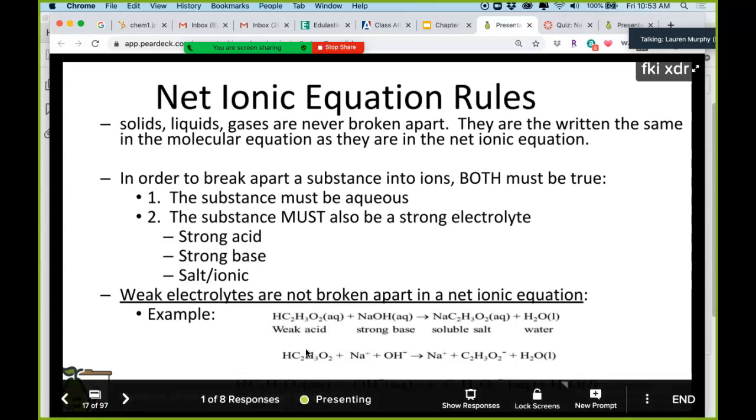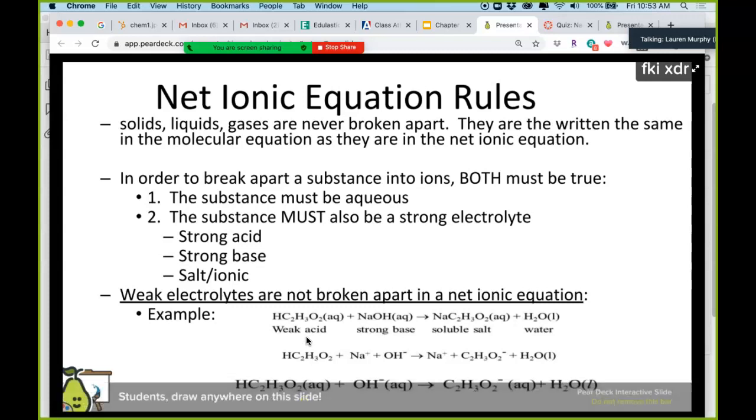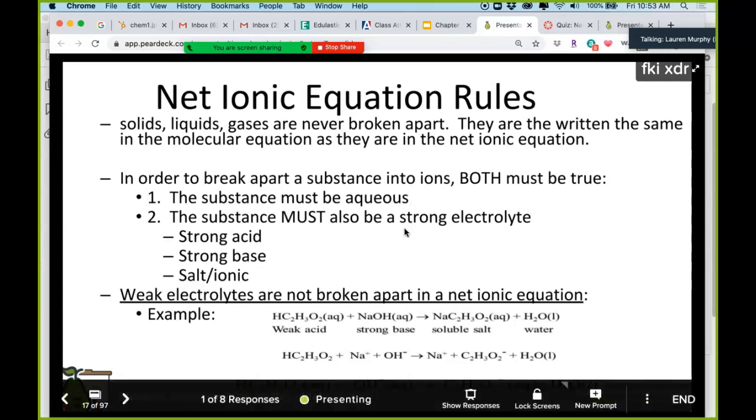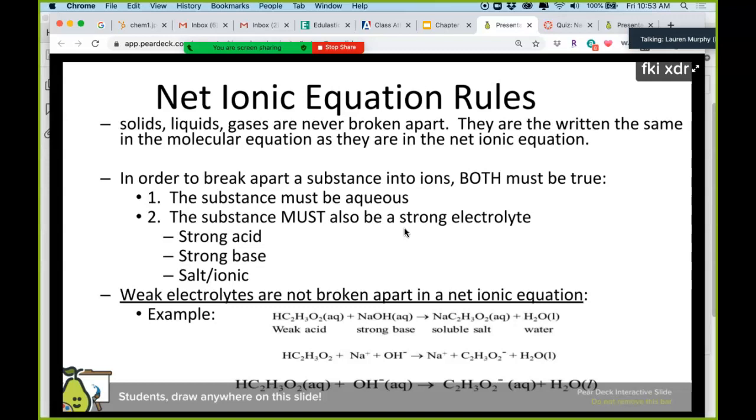So this concept is newer to you. You probably have not seen this before. So not only does it have to be aqueous, it also has to be some sort of strong electrolyte. So really what gets tricky are your acids. You have to recognize whether the acid is strong or weak to determine whether you can break it apart. So I'm going to do one net ionic with you, and then I'm going to let you go. You can leave or you can practice to finish the rest of the net ionics.